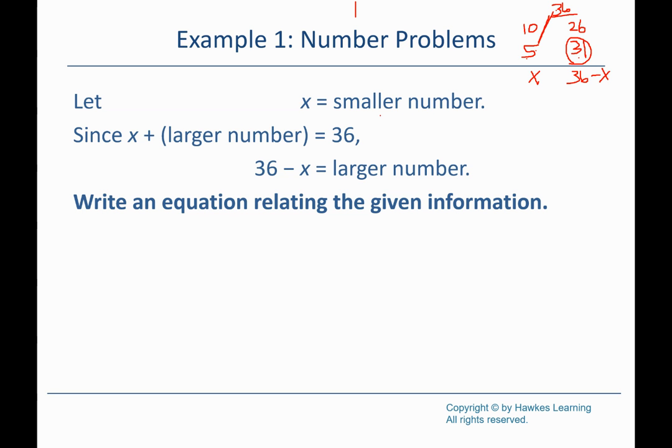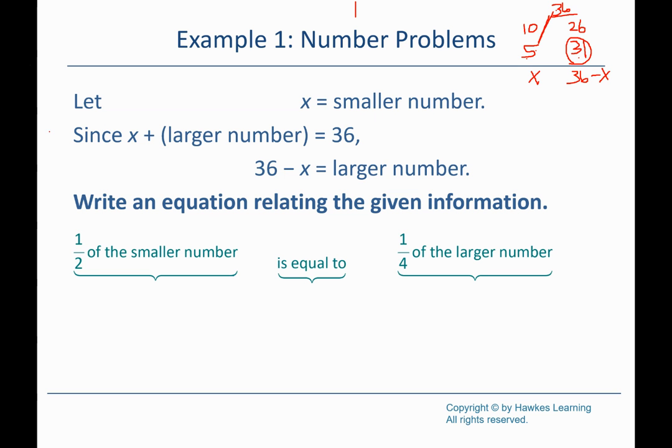So now I'm going to write an equation from the words that relates my given information. The first sentence in my problem told me one number is x, the other number is 36 minus x. Now I'm going to write my equation. So the words said half of the smaller number. That tells me half, remember, of means times. That means multiplication. Half times the smaller number is equal to, and "is" means the equal sign, right? 1/4 of the larger number means 1/4 times the larger number.